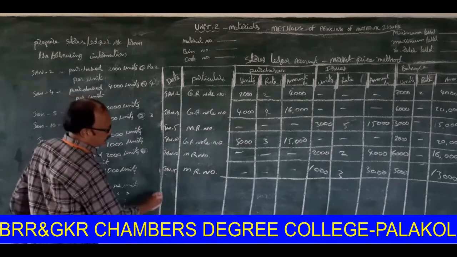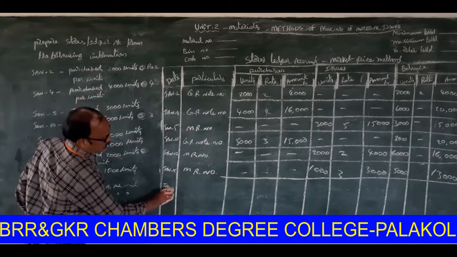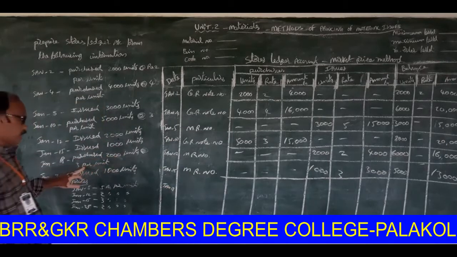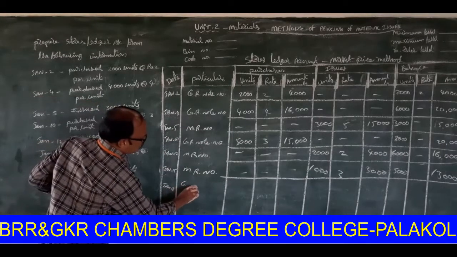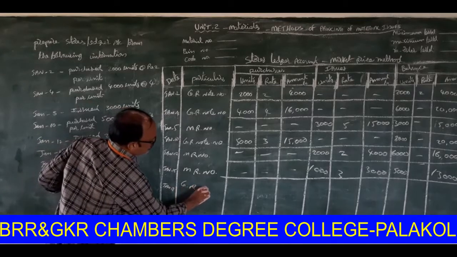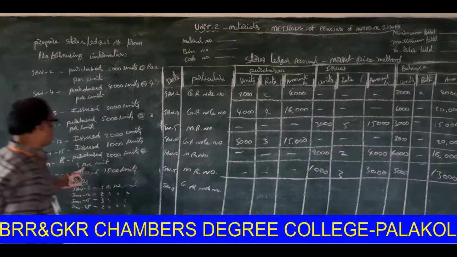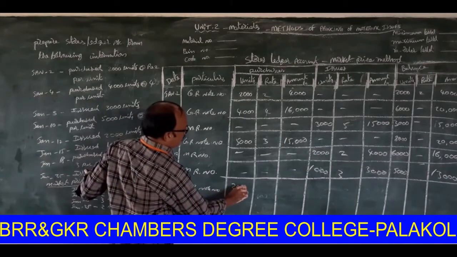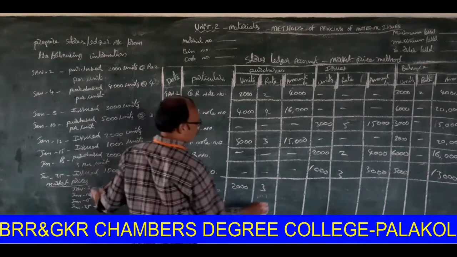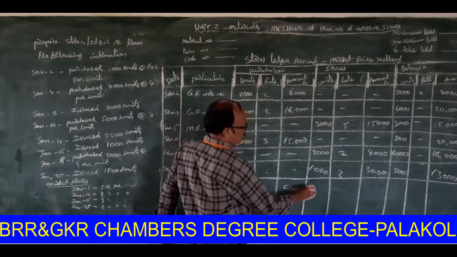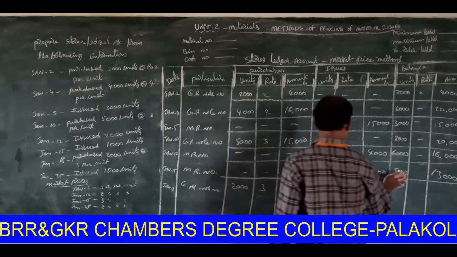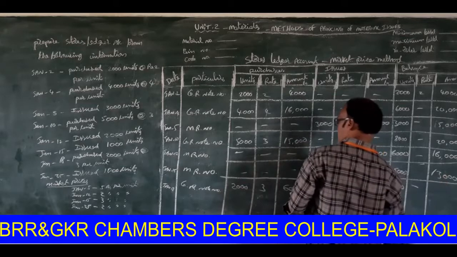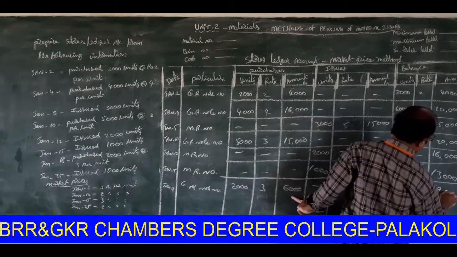Right, January 18th. Purchased 2,000 units at the rate of 3 per unit. So, goods receipts note number. How many units purchased here? 2,000 units. So 2,000 into 3 is equal to 6,000. 5,000 plus 2,000, 7,000. 13,000 plus 6,000, 19,000.